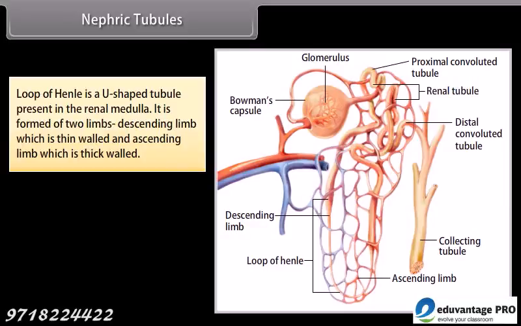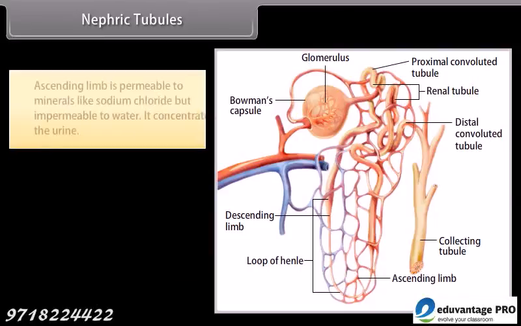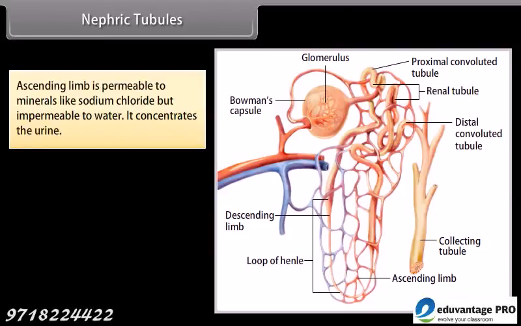It is formed of two limbs, descending limb which is thin-walled and ascending limb which is thick-walled. Descending limb is permeable to water but impermeable to minerals like sodium chloride. Ascending limb is permeable to minerals like sodium chloride but impermeable to water. It concentrates the urine.